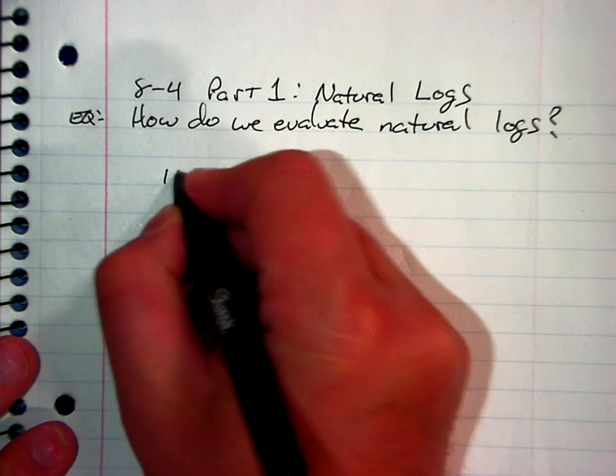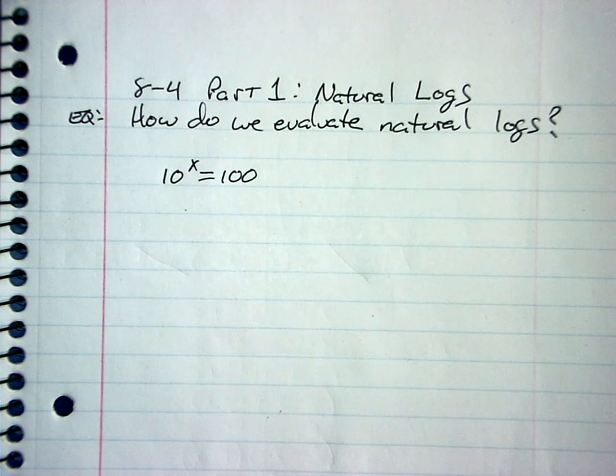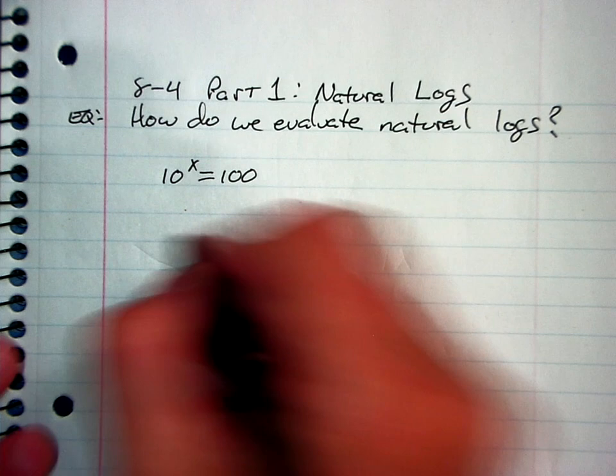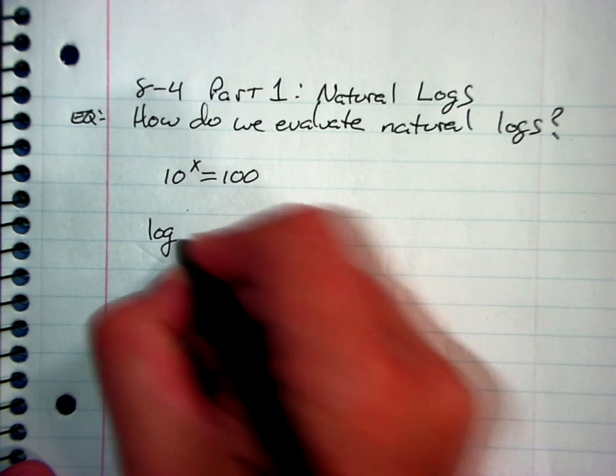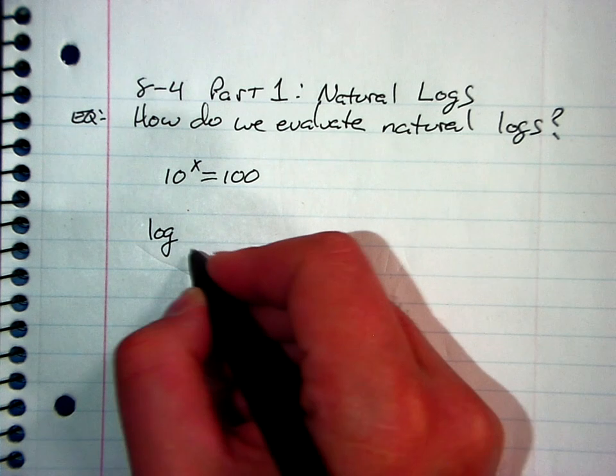We said 10 to the x equals 100. That's as an exponent, correct? Logarithms are the inverse or opposite operation of an exponential. So therefore, to get rid of the exponent, we do a log. So on this one, we would say log base 10. But do I need to write base 10? No, because that's our common log.